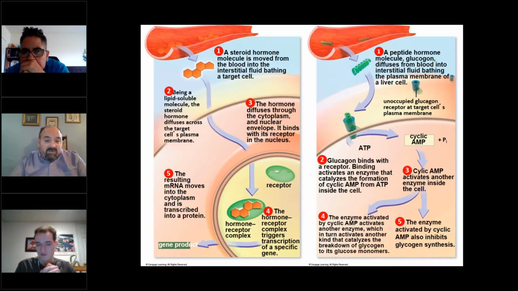And here you see an example of what's taking place with the steroid hormone. See here, moving from the blood into the interstitial fluid, bathing a target cell. So all the cells have fluid surrounding them and inside of them also. Okay, so the steroid hormone is lipid soluble, and the plasma membrane, this cell membrane, is also a lipid, so it can pass right through and enter into the nucleus and cause some type of change.